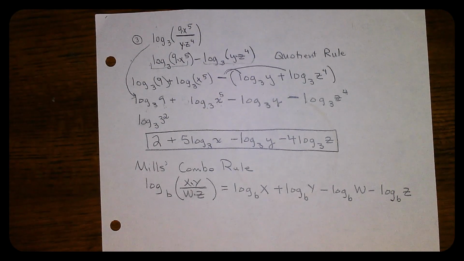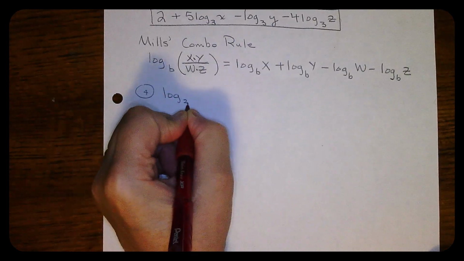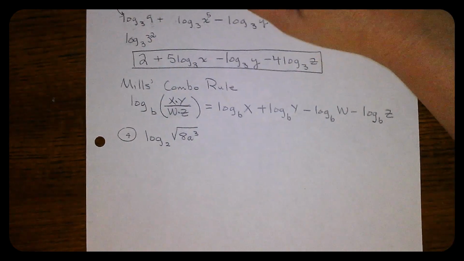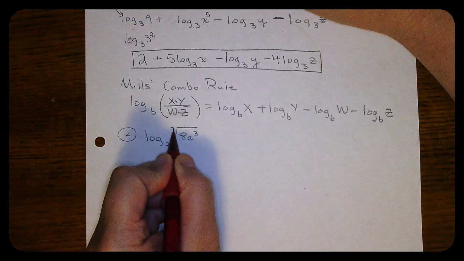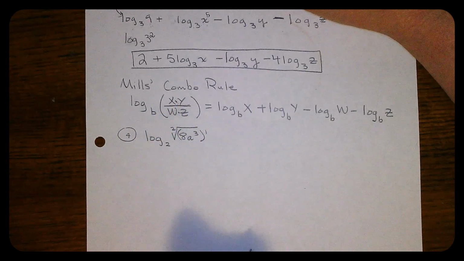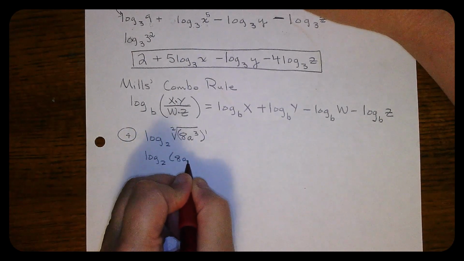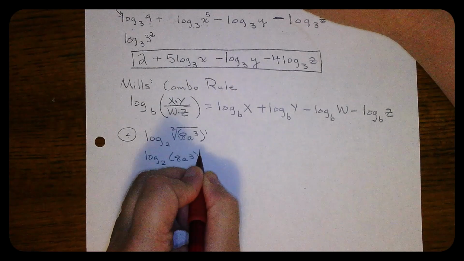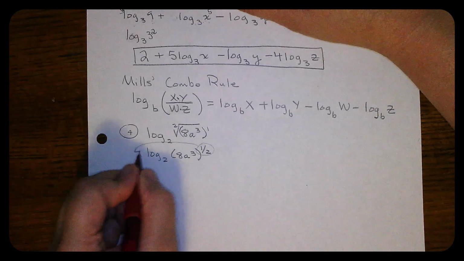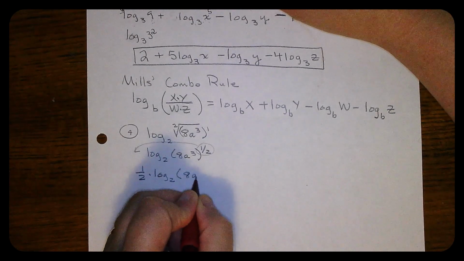All right, let's do one more. Let's look at number 4, the log base 2 of the square root of 8a cubed. Remember, we can't use square roots. So we have to take this whole thing and rewrite it with an exponent of 1/2, as log base 2 of 8a cubed to the 1/2 power. We want to expand, so we use the power rule, and that would be 1/2 times log base 2 of 8a cubed.